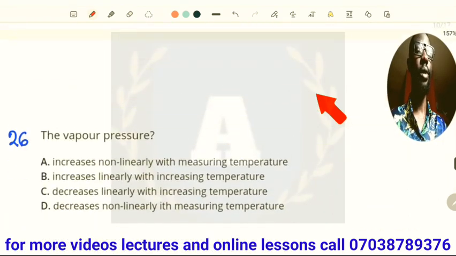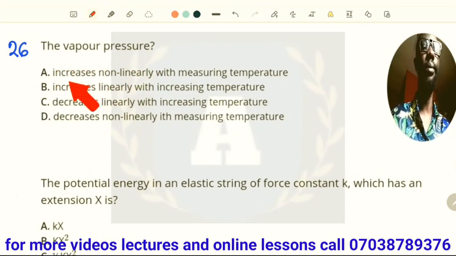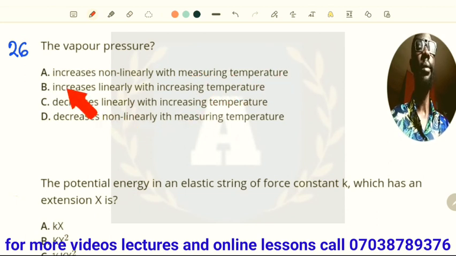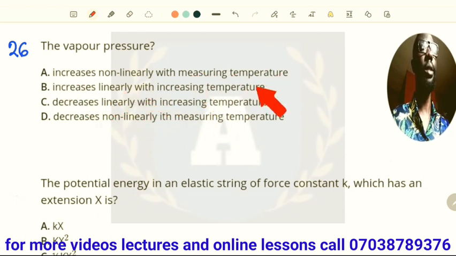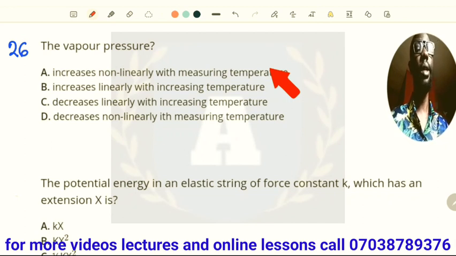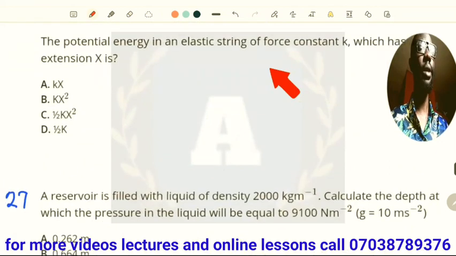Now we have the next question. And what does it say? It says, and I read, the vapor pressure increases non-linearly with increasing temperature, or increases linearly with increasing temperature. Now, vapor pressure will actually increase with increase in temperature, but meanwhile, the increase will never be linear. When we plot a graph of vapor pressure against temperature, it can never be linear. So it will increase non-linearly with temperature. So we have that option as the correct one there.